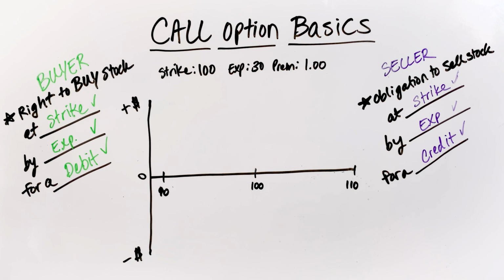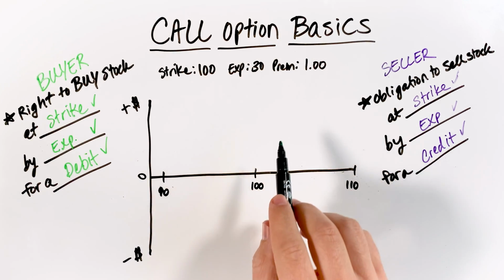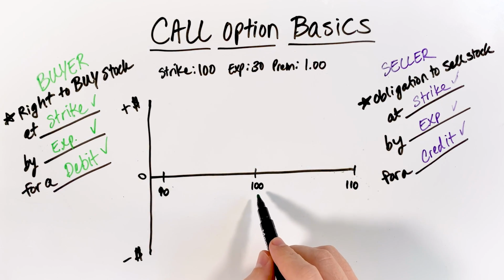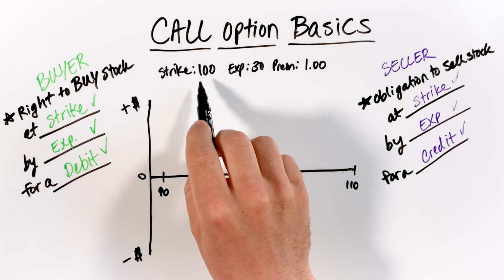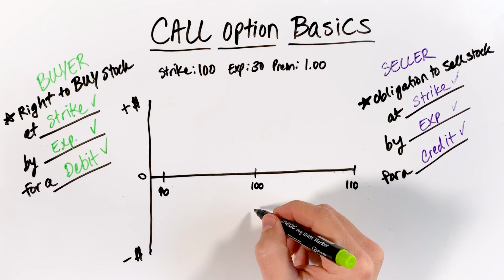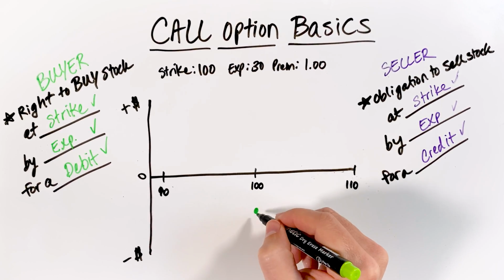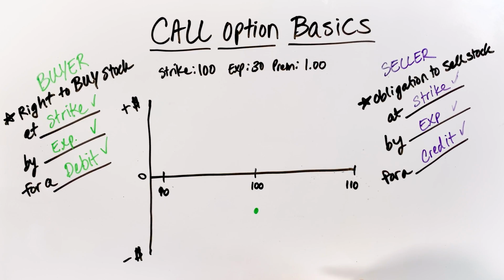So if I am the call option buyer, and I'll just use the green pen here to describe the payoff of the call option buyer, if I have now paid a debit of $1 and the stock is trading right now at $100, and I buy the 100 strike call option, that means that at expiration, if the stock was to trade right at $100, I would actually lose $1 on this contract.